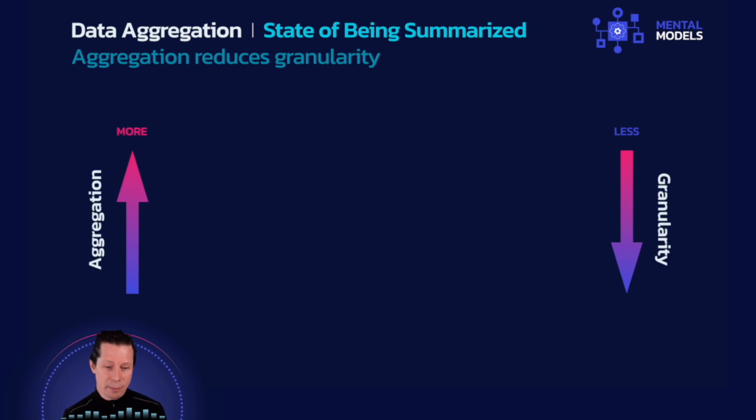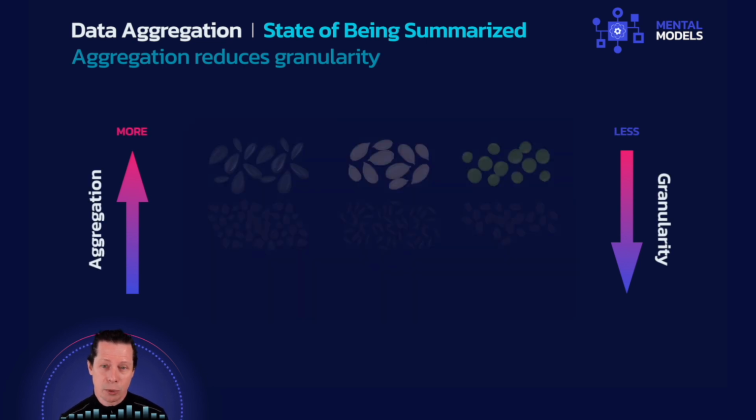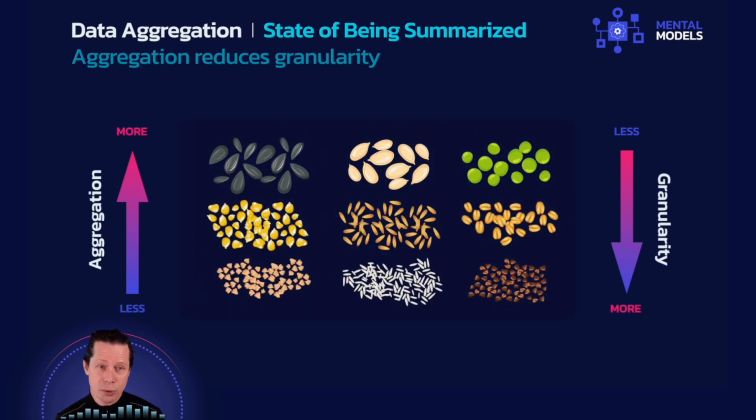And this is our first time looking at this particular diagram. We'll come back to it in a little bit more detail in future mental models. Basically, what it's showing is that granularity and aggregation are kind of on opposite ends of a spectrum from each other. So if data is more granular, then it's less aggregated. And if data is more aggregated, then it's less granular. It's a little bit like a person: if they're more tall, then that means that they're less short.